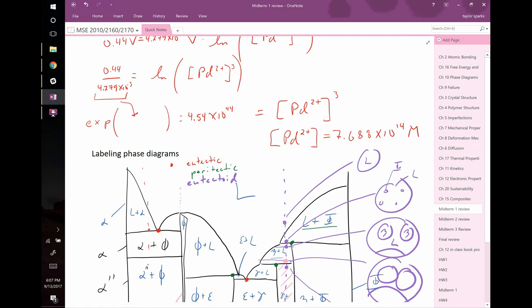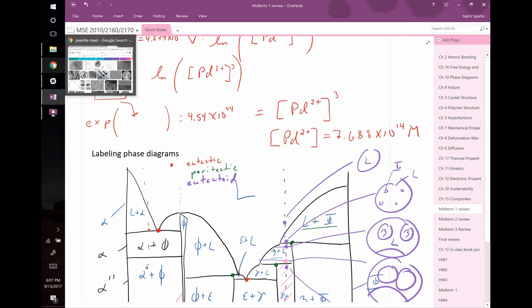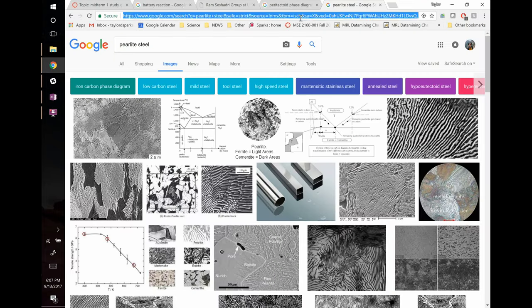So again, pro-eutectic is what happens before the eutectic, meaning above it in temperature, as you're cooling down. Hypo and hyper have to do with the compositions that you're talking about. So your hypo would be like below it, but to the left. Yeah, let me pull up a steel phase diagram.